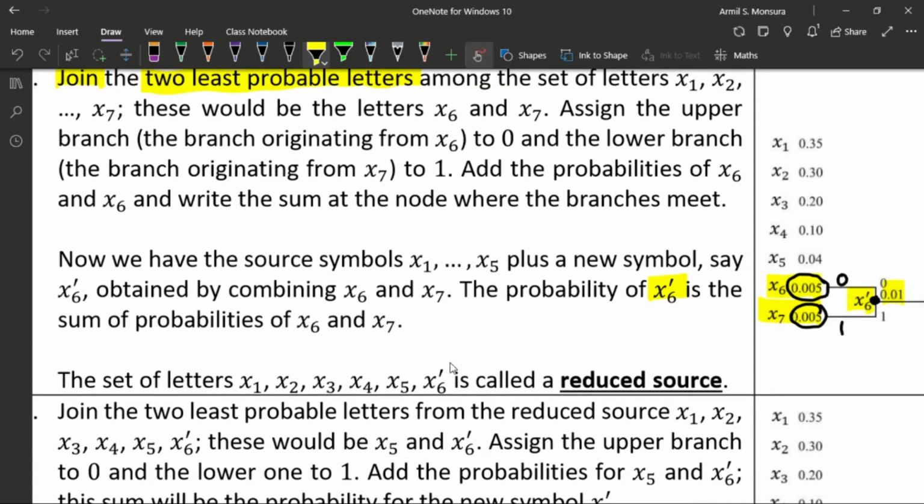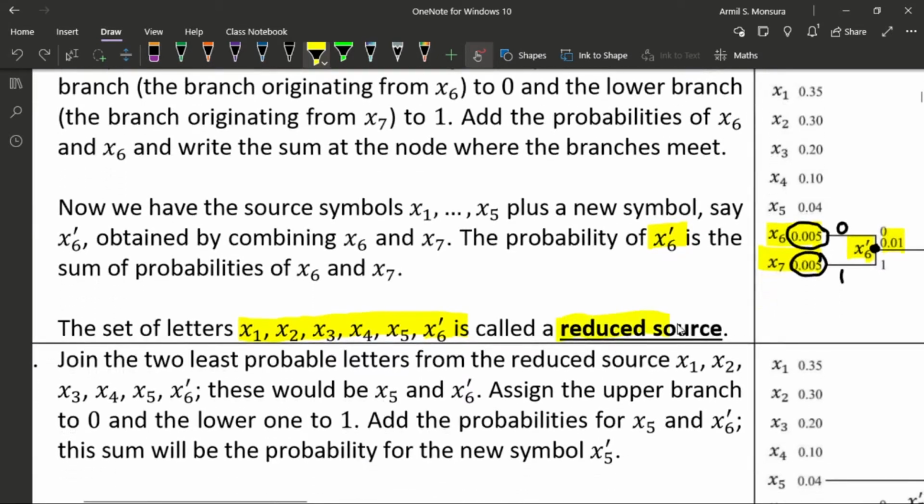And also, when we use X6 prime instead of using X6 and X7, this set of letters is now called the reduced source. Okay? It's a reduced source because this letter has been combined with another set. So we call that the reduced source.